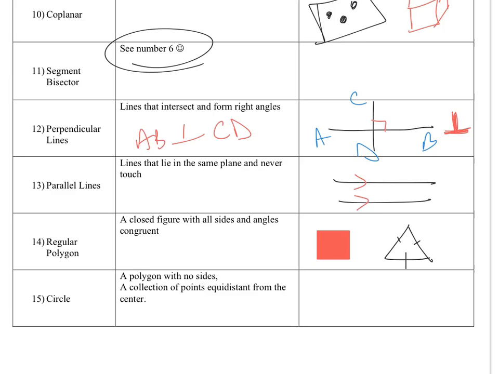And then the last thing is a circle. So a circle is a polygon with no sides. It's a collection of points equidistant from the center. So if I wanted to make a circle, something like that, and the point in the center, which I will call center O, all the points around the circle are equidistant to that center O, and that's what makes a circle.